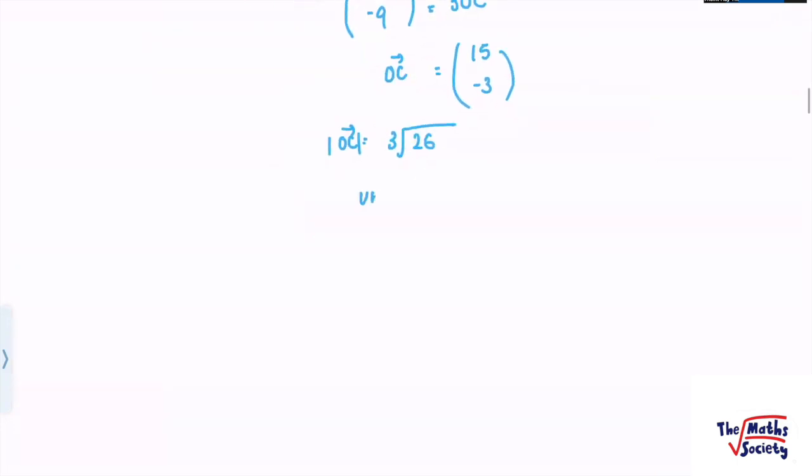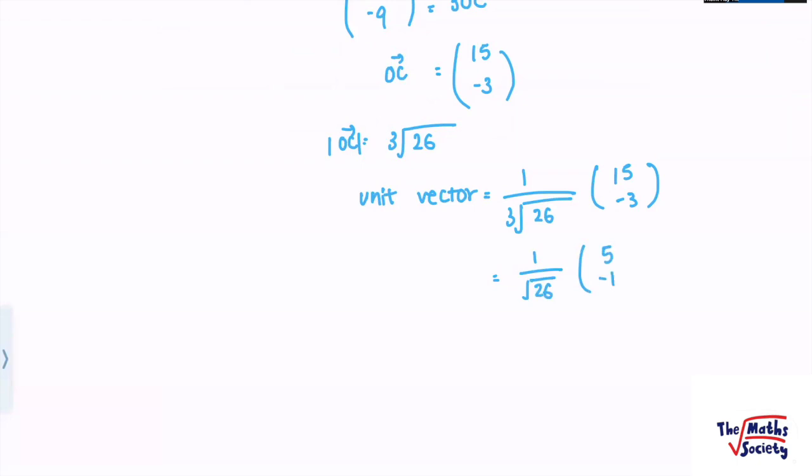We calculate the unit vector. Just calculate it as 1 by 3 root 26 times 15 and minus 3, so you will get 1 by root 26 times 5 and minus 1. And that is your unit vector.